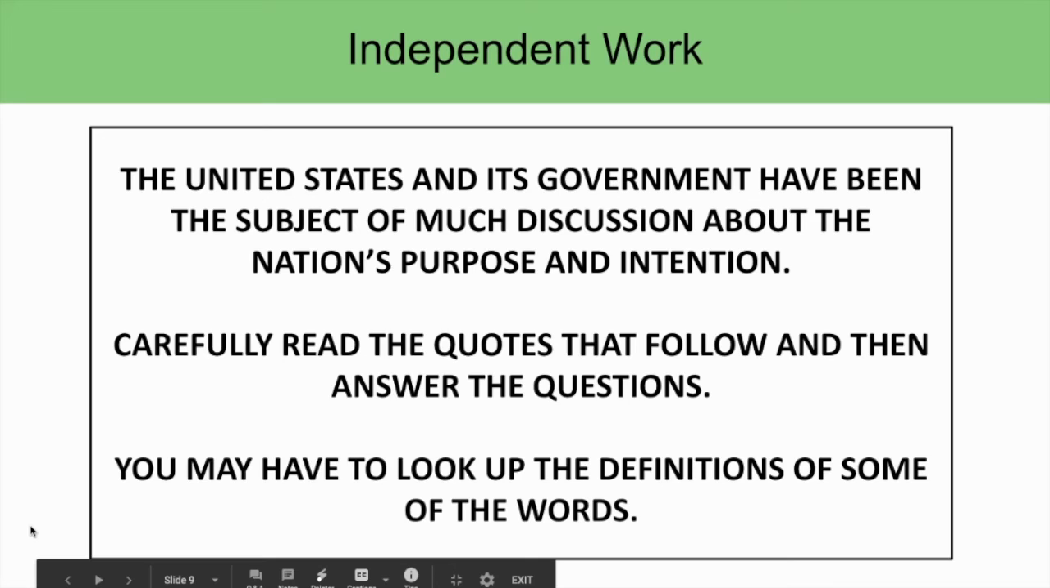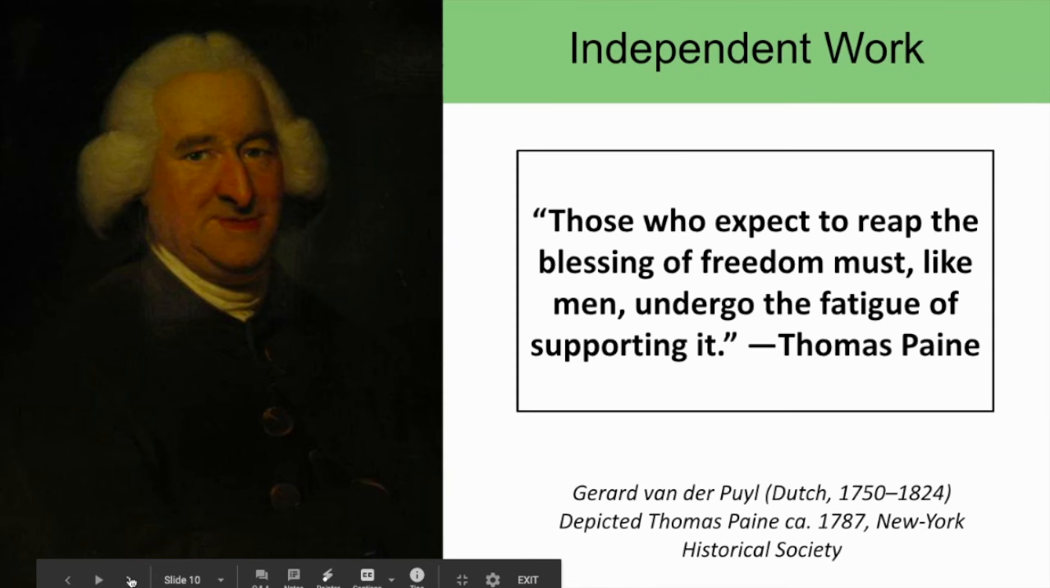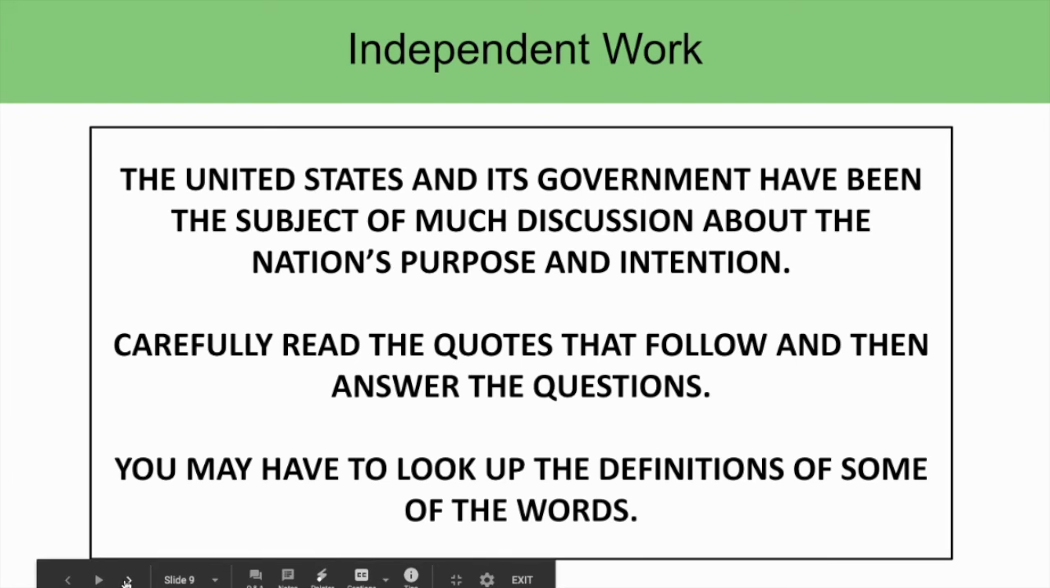One way to launch the New Nation unit, the United States Constitution, is to have the students participate in the main activity. Students will engage in analyzing a variety of quotes to discuss and interpret the meaning of each one. Students can work in pairs or groups to interpret and evaluate the quotes, then answer the following questions on slides 18, 19, and 20. You can see the quotes on the slide that follows the independent work directions here.